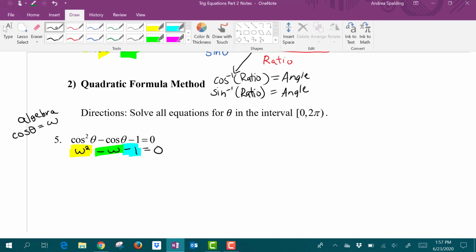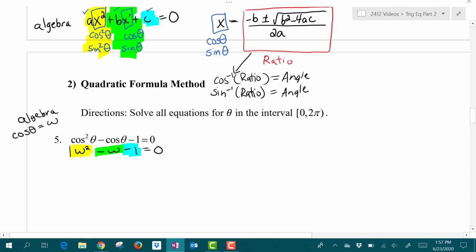The reason why we say the order is important is just because you want to make sure that you know what your a and b and c are. So the a value would be what's in front of w squared there. The b value would be negative 1, what's in front of just the w, and then the c value is the constant. So our algebra then would be to solve for w.